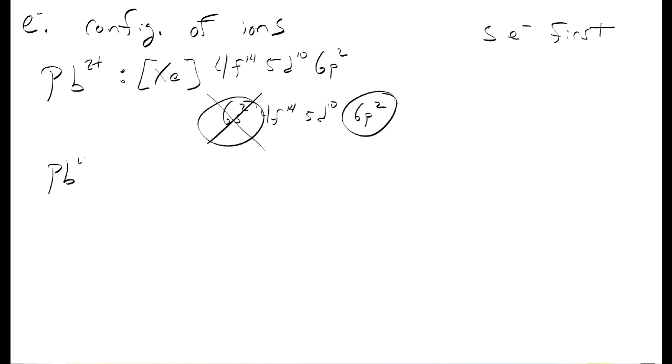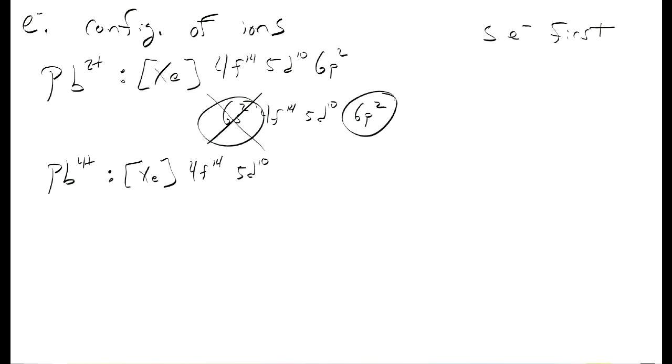But Pb4+, lead 4+, is xenon, 4f14, 5d10, and that's it. It's lost now its second pair of electrons, the p electrons, the 6p electrons.